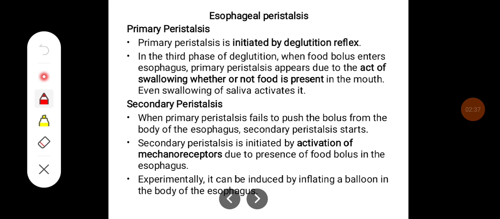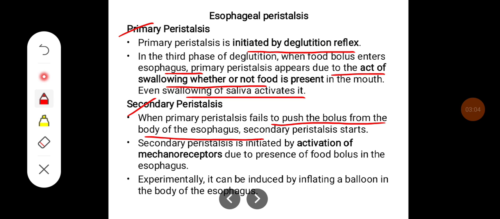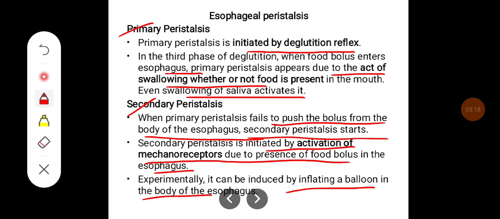Esophageal peristalsis are primary and secondary peristalsis. Primary peristalsis is initiated by deglutition reflex. In the third phase of deglutition, when food bolus enters esophagus, the primary peristalsis appears due to the act of swallowing, whether or not food is present in the mouth. Even swallowing of saliva activates it. Secondary peristalsis: when primary peristalsis fails to push the bolus from the body of the esophagus, the secondary peristalsis starts. The secondary peristalsis is initiated by activation of mechanoreceptors due to the presence of food bolus in the esophagus. Experimentally, it can be induced by inflating balloon in the body of the esophagus.